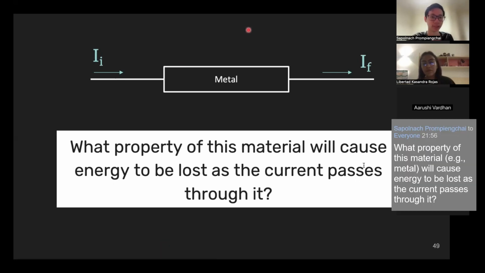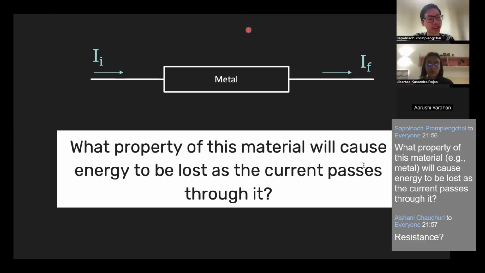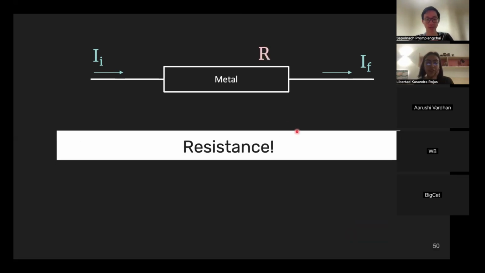I've typed in the chat: what property of this material, in this case metal, will cause energy to be lost as the current passes through it? You could think in terms of physics, when you're studying currents. Great, yes. Somebody answered in the chat, and yes, it's resistance. So metals have resistance. That's a property that's going to cause a bit of loss in energy.